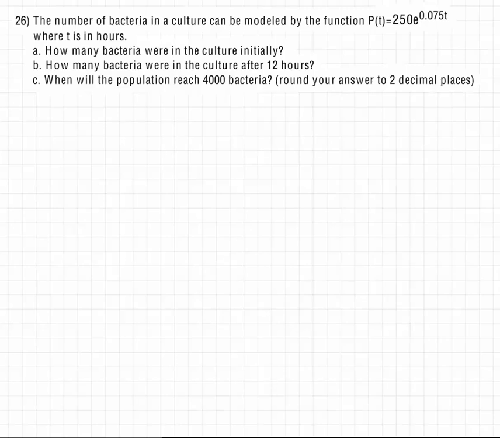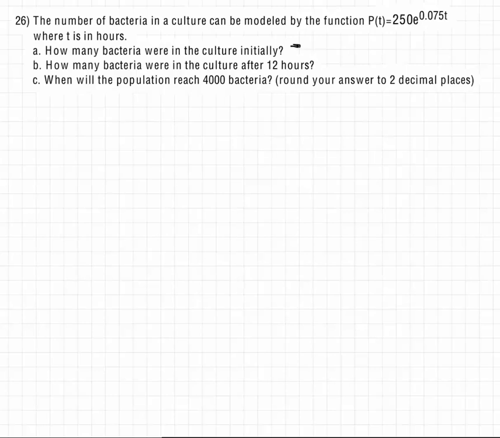We're looking at 26 from the MAC 1140 Pre-Calculus Final Exam Review. 26 states the number of bacteria in a culture can be modeled by the function p of t is equal to 250 multiplied by e raised to the power of 0.075 t, where t is in hours. So let's go ahead and start working on A. A is asking how many bacteria were in the culture initially.